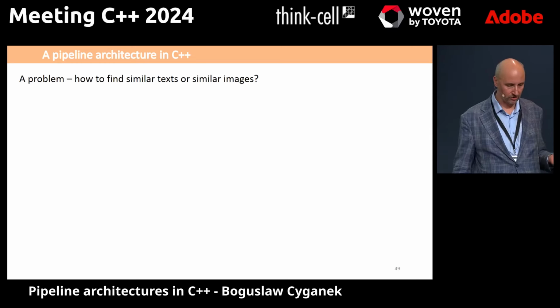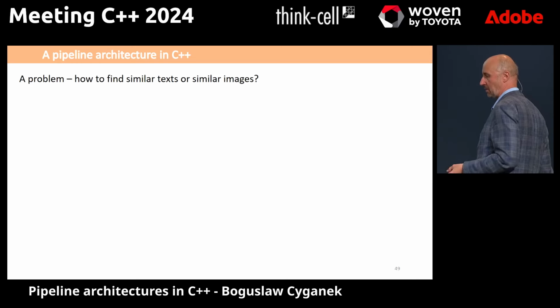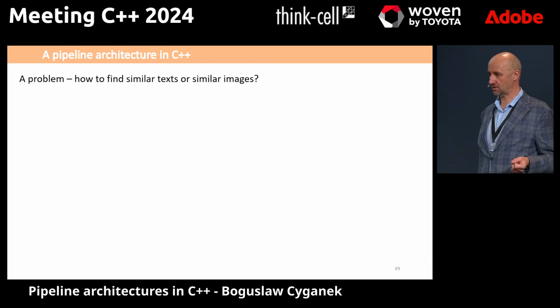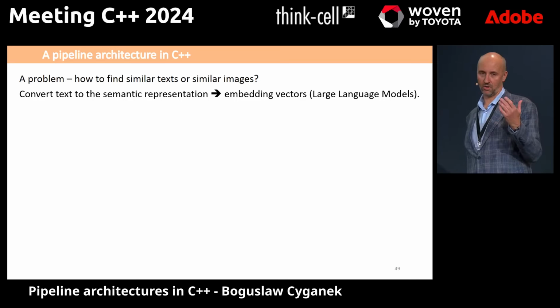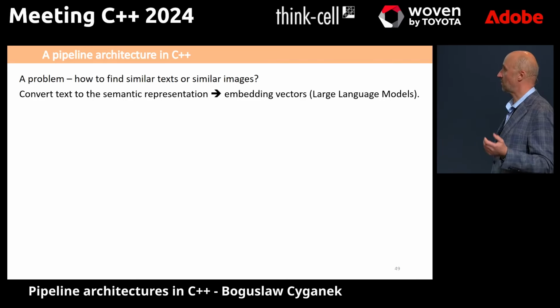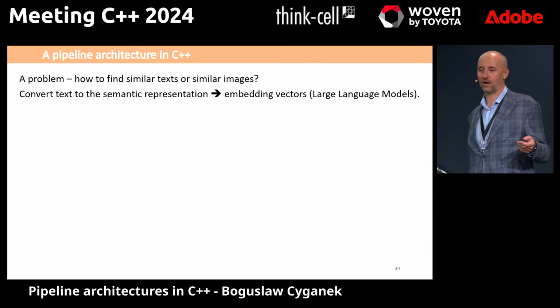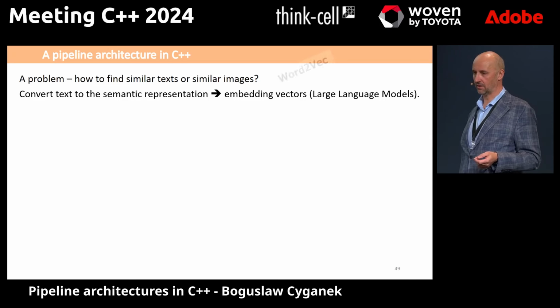Let's work out a simple but realistic problem. We wish to find similar images or similar texts. What we are doing with my students and cooperators is looking for a kind of hash codes, which we call embedding vectors.